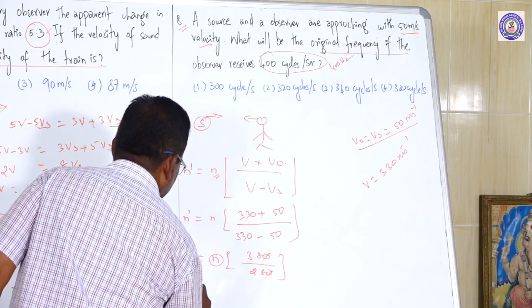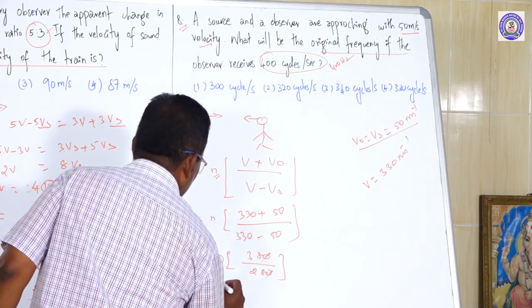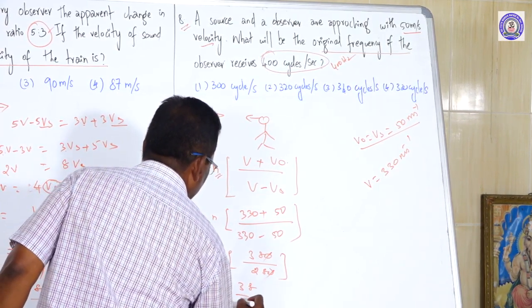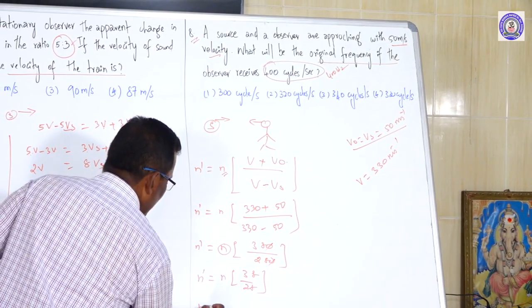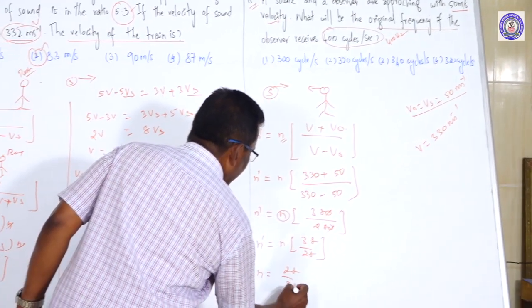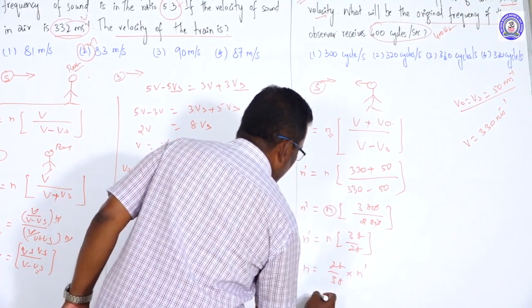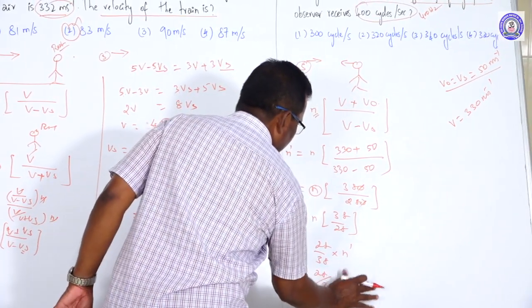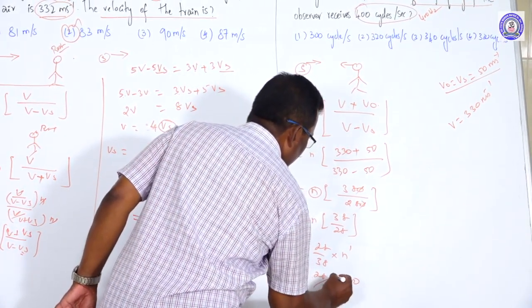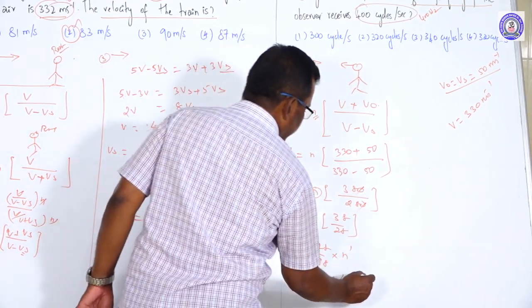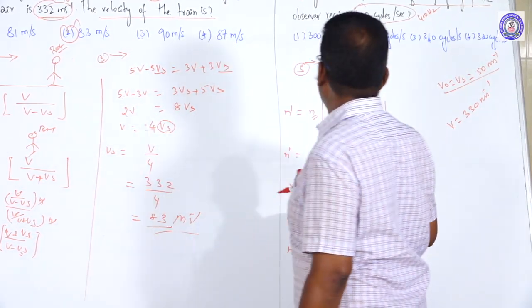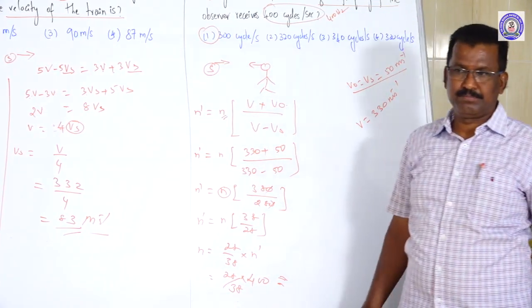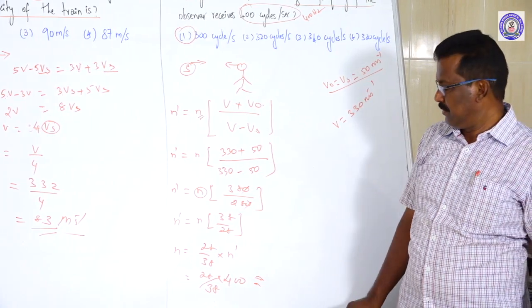So n prime is equal to n times 380 by 280, so n is equal to 280 by 380 into n prime, where n prime is 400. If we simplify, we get an approximate, very close value of 300 cycles per second.